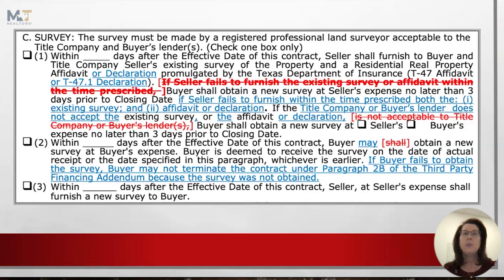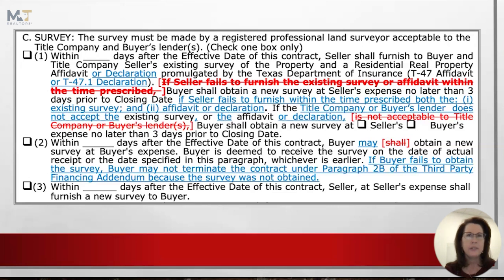So C1, within so many days after the effective date of this contract, the seller shall furnish to buyer an affidavit or declaration promulgated by the Texas Department of Insurance, the T47 affidavit or the T47.1 declaration. Buyer shall obtain a new survey at seller's expense no later than 3 days prior to the closing date. That hasn't changed.